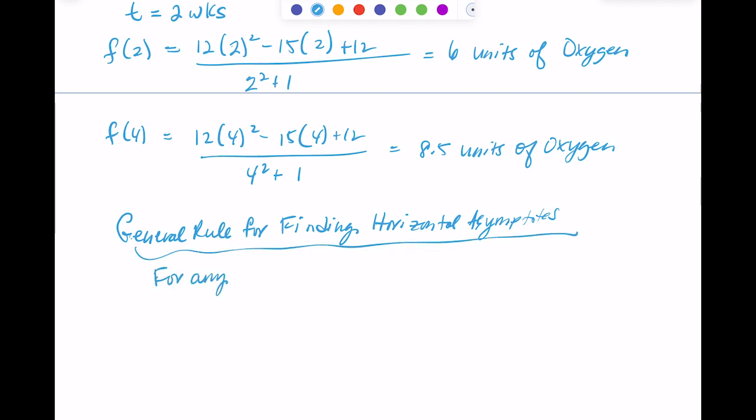For any positive real number, n we'll call it, the limit as x approaches infinity of 1 over x to the n is going to equal 0. And the limit as x approaches negative infinity of 1 over x to the n also equals 0.